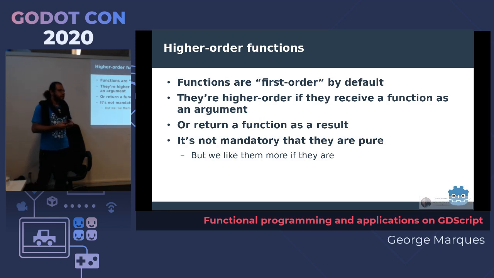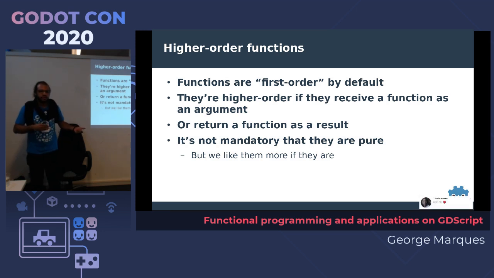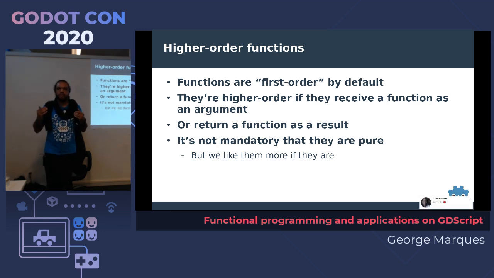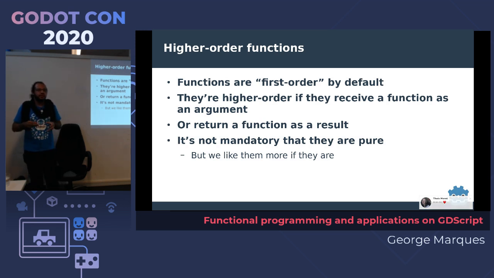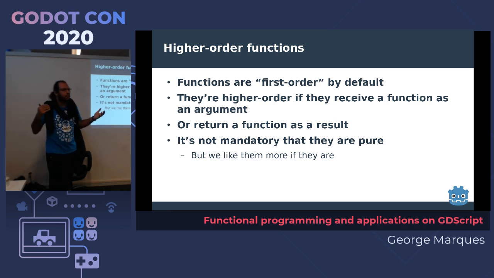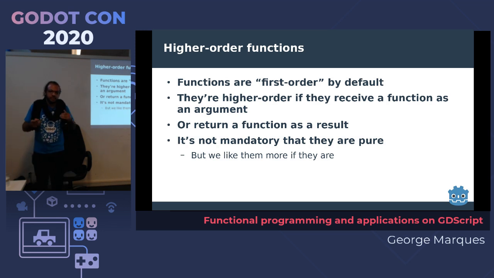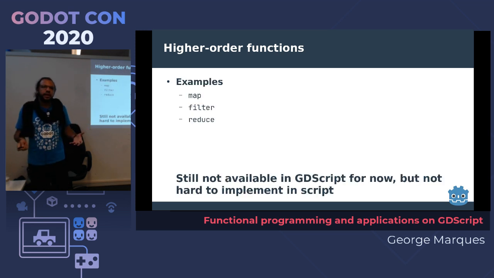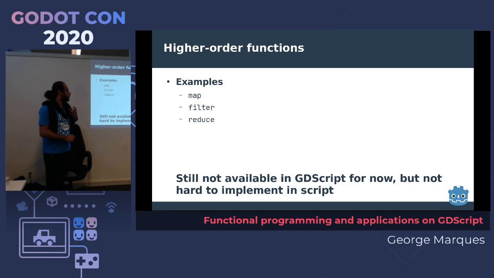Functions by definition are first order by default, and then you get higher orders when they use functions as arguments or they return a function as a result. Because when you pass functions around, then this function turns out to be a higher order. They don't need to be pure to be higher order, but we like it more if they are pure, because it's the functional programming idea that functions are generally pure.